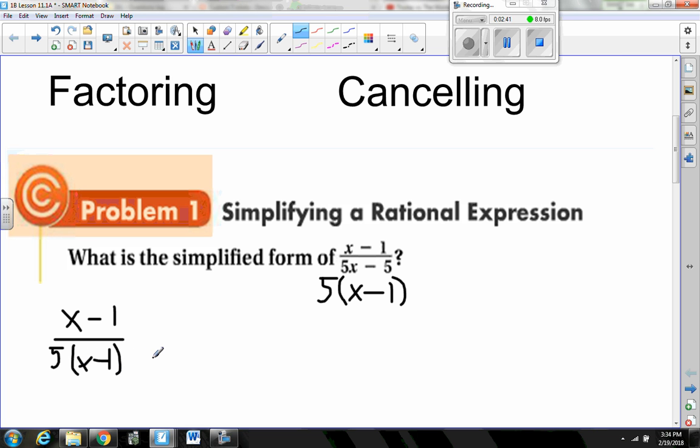Now what I want you to notice is that on the top and bottom of this fraction, I have something that's the same. There's an x minus 1 on the top and an x minus 1 on the bottom. Those two pieces can cancel out and go away. What am I left with? Well, on the top, nothing's left. I've canceled out everything that I had.